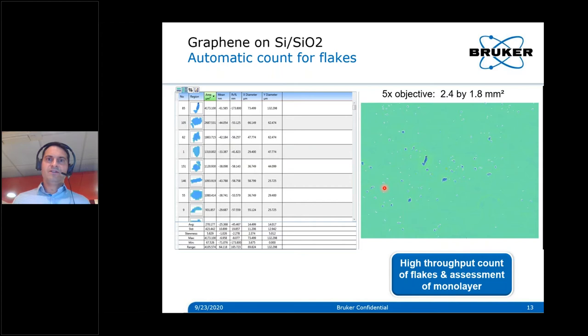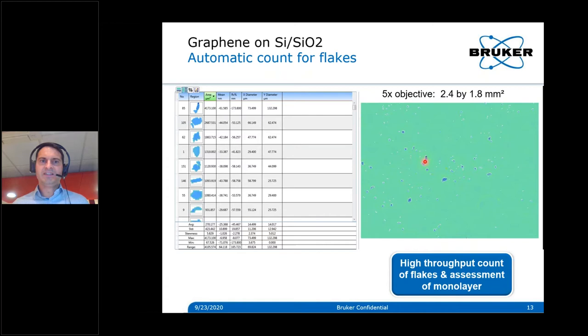And now let's go to the real application. The real application is to have the ability to quickly screen and check whether the graphene growth was great, whether the graphene deposition over the silicon substrate has been properly made, and whether we have good quality. In that case, we will measure with a low magnification objective, such as a 5x objective. We will cover in tens of seconds a 2.4 by 1.8 millimeter square and have the ability to automatically extract every single monolayer. So the deeper blue it is, the more monolayer it is.